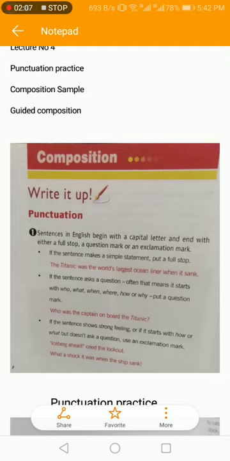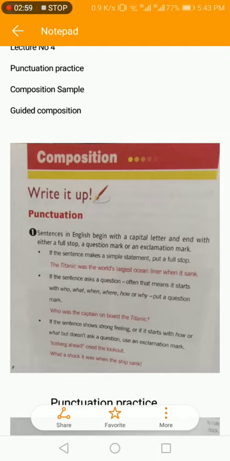The next one: if the sentence asks a question, often that means it starts with who, what, when, where, how, and why, put a question mark. If we are asking a question, at that time we have to put a question mark. These are the WH questions or WH words, meaning who, what, when, where, how, and why. These are question words. So if the sentence asks a question, we have to put a question mark at the end. Look at the example.